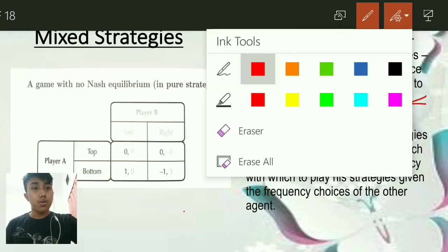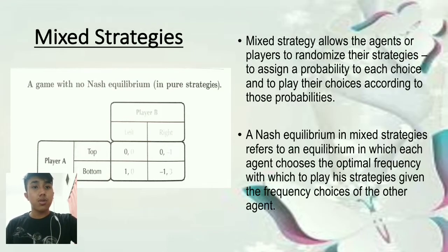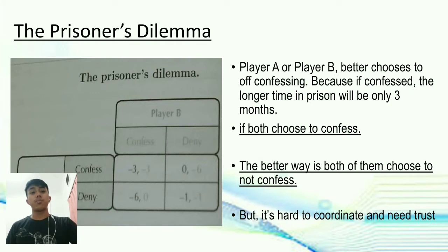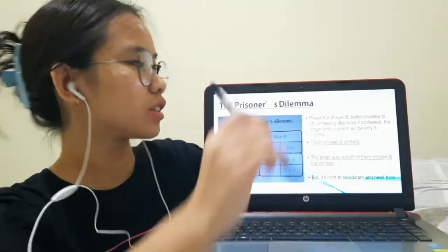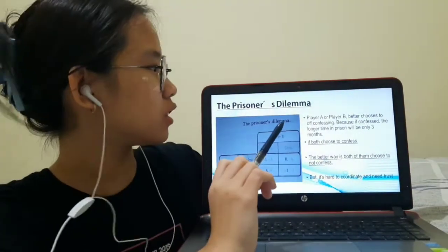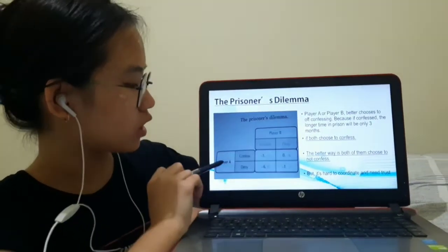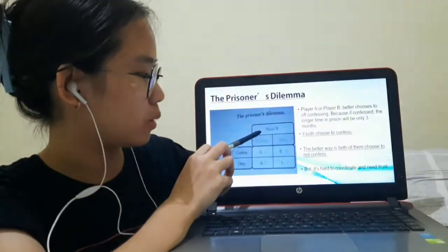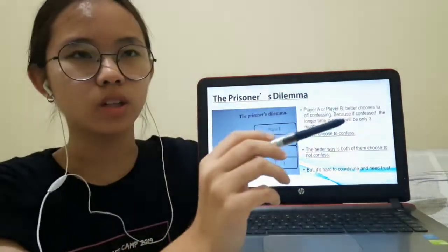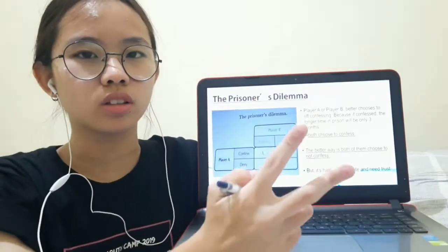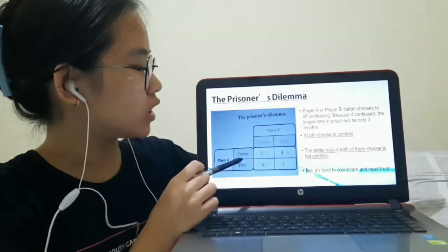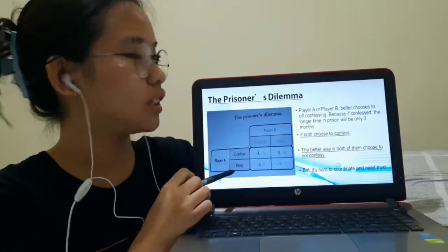We're going to learn about the prisoner's dilemma, which will be explained by my friend. Thank you so much. So, about the prisoner's dilemma. As we can see here in the table, this is player A and this is player B, and both of them face only two options. It is either to confess or deny.